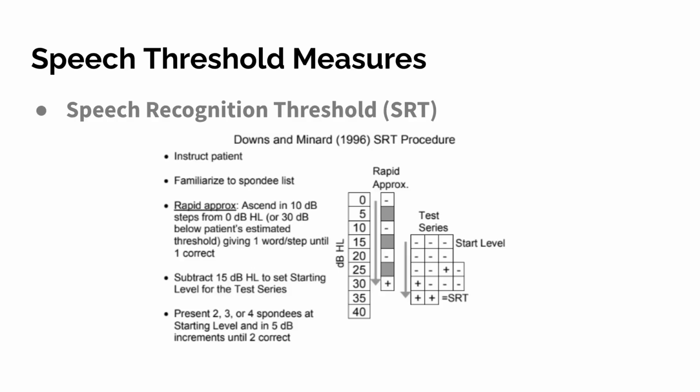There's just a pictorial graphic on how that would work out in realistic fashion. You'd drop 30 dB from their estimated SRT, and then you're presenting at a given level. In this example here, at your start level, 3 incorrect, then you go up 5 dB, 3 incorrect, you go up 5 dB, you get 2 incorrect, 1 correct, 1 incorrect, so you got 3 incorrect, go up 5 dB, 1 correct, 3 incorrect, go up 5 dB, now you get 2 correct, and that is your threshold.